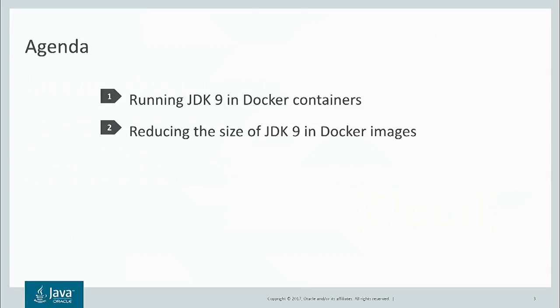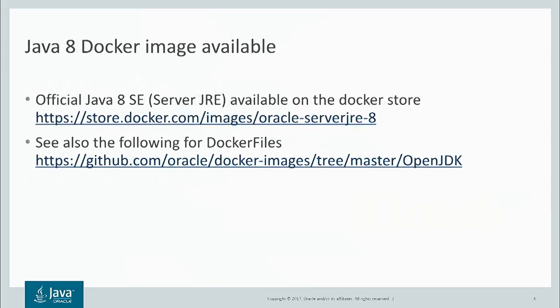Okay, the agenda for today is just two things. One, I'm going to talk about running JDK 9 in Docker containers. The second part is I'm going to be reducing the size of JDK 9 in Docker images. So I'm going to present some slides, and I'm also going to present some demos on these two aspects. Before I get into that, I'd just like to point out that Java 8 Docker images are available for download. You can see the links here if you want to try those out.